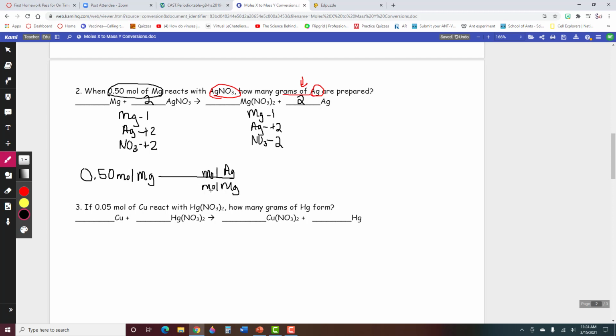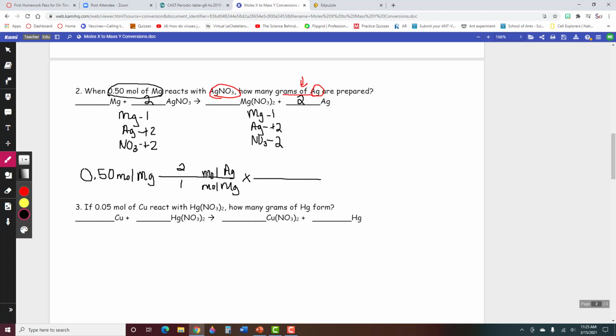So I start with moles of Mg, and then I have to turn that into moles of Ag, because moles are the bridge that I have to go through. And here I have moles over moles, and anytime you have moles over moles, you now know you go to the balanced equation for that. So in front of Ag is a 2, and in front of Mg is nothing, so that's a 1.